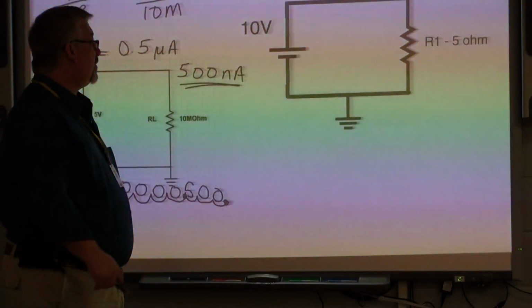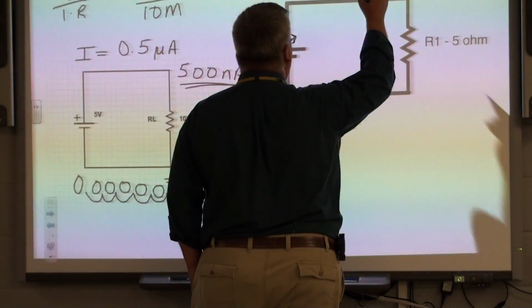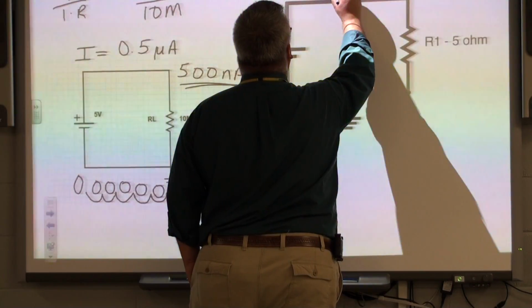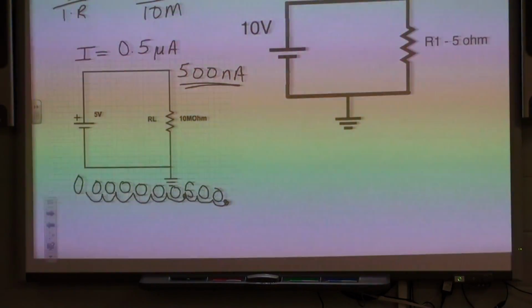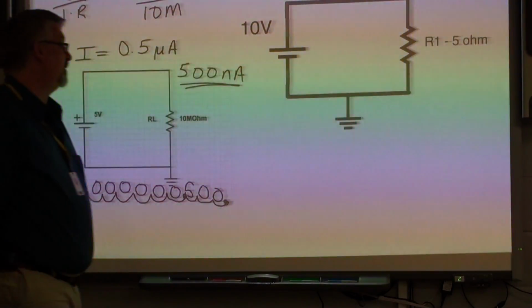All right, we have 10 volts, 5 ohms. We're looking for I. 2 amps.